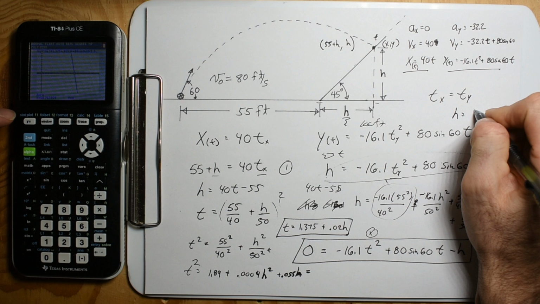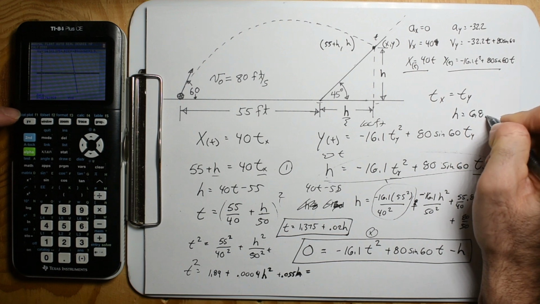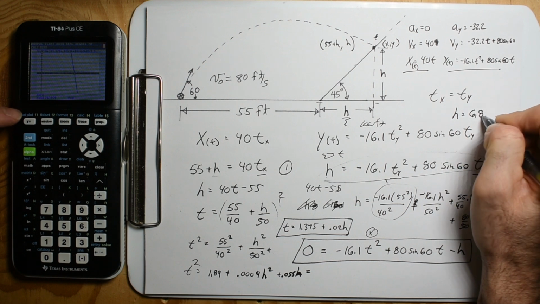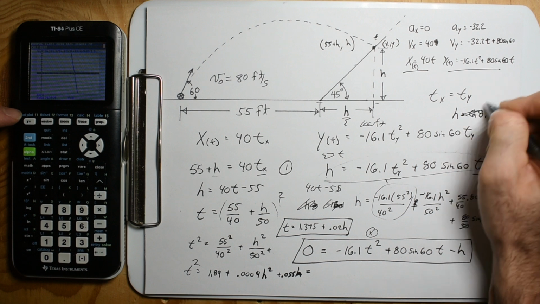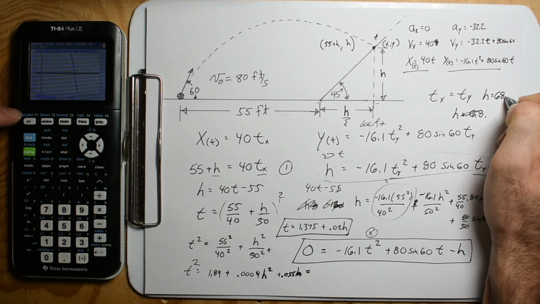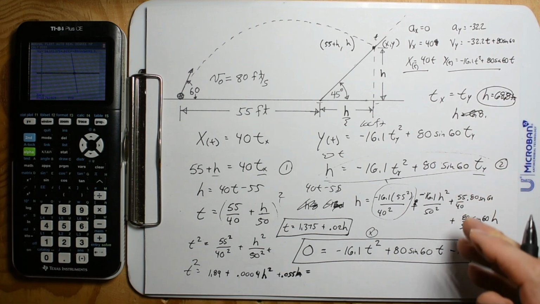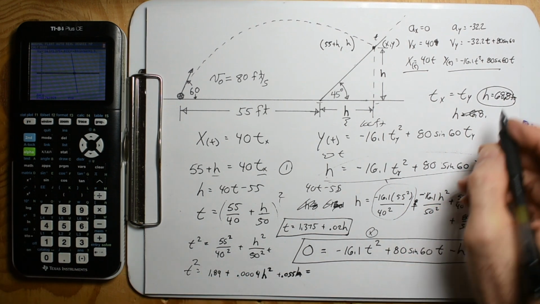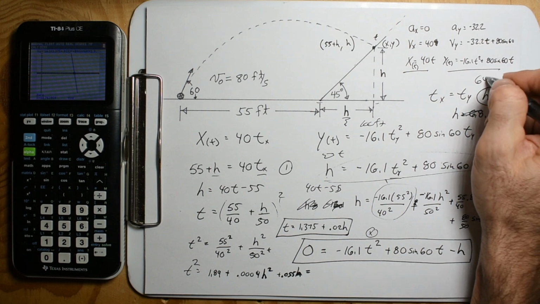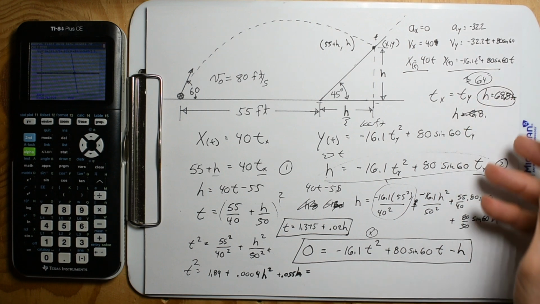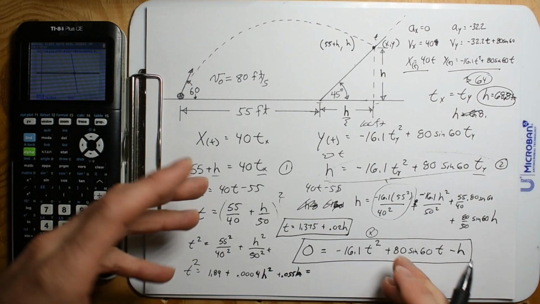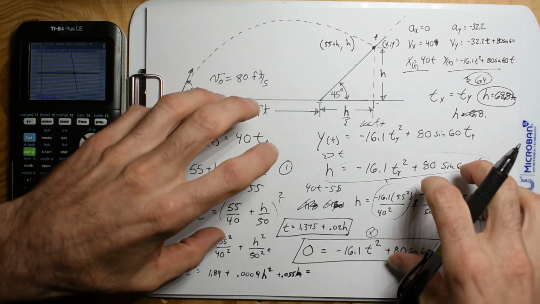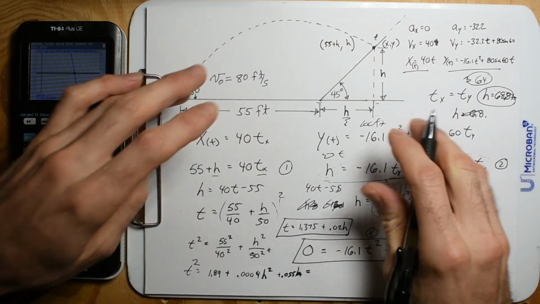So h is equal to 68.8. There you go, 68.8 feet. And I think we might have a little error here. I thought someone said this was approximately 64 feet. But who knows? That's why we do it multiple different ways to try to get the answer.